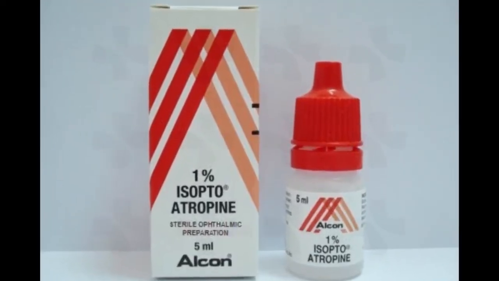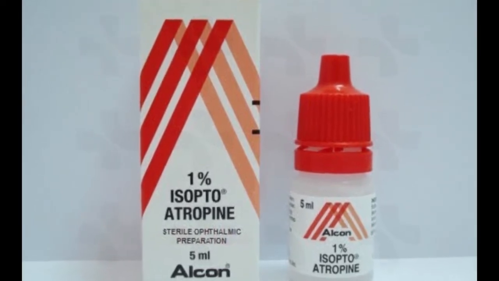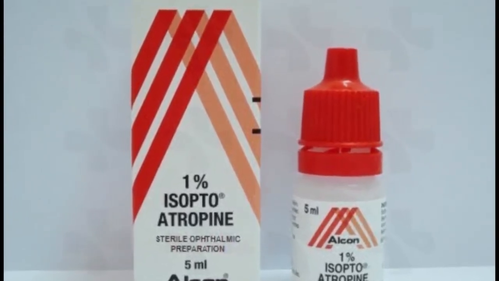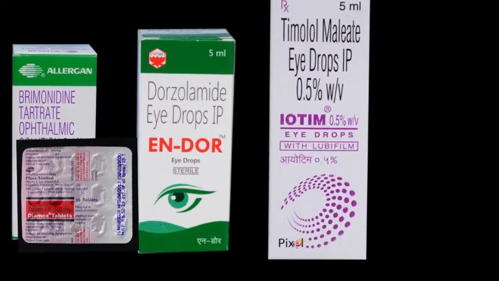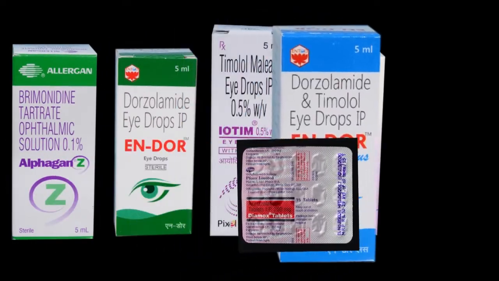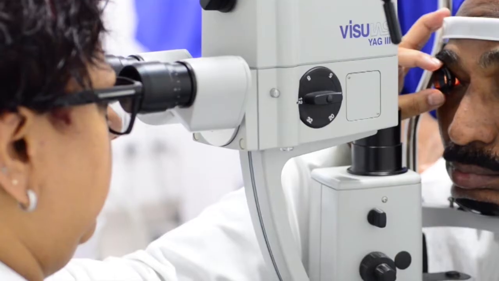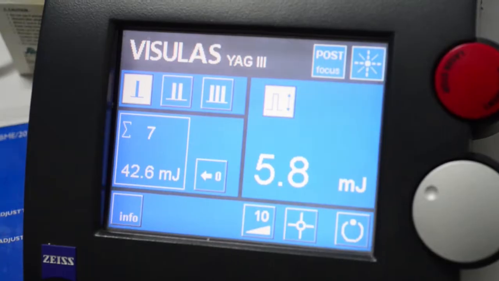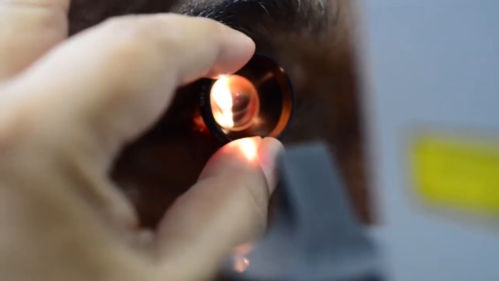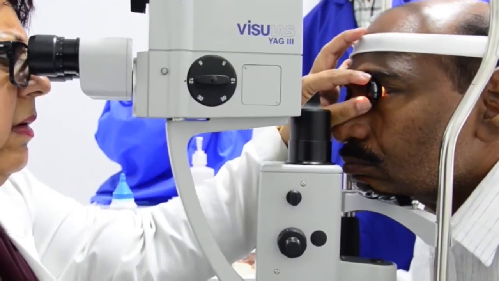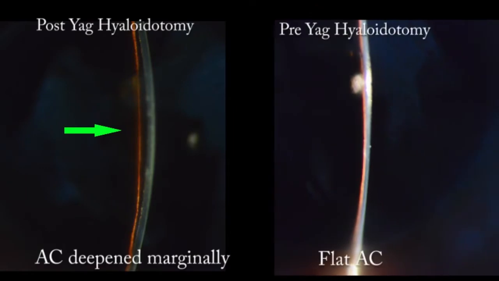Pharmacotherapy is typically the first-line treatment, involving administration of cycloplegics, aqueous suppressants, and hyperosmotics to facilitate lowering of intraocular pressure. In cases refractory to medical management, YAG laser hyaloidotomy may be attempted, as seen here in one of the cases, which led to some deepening of the anterior chamber. However, nearly half the patients eventually require surgical management.